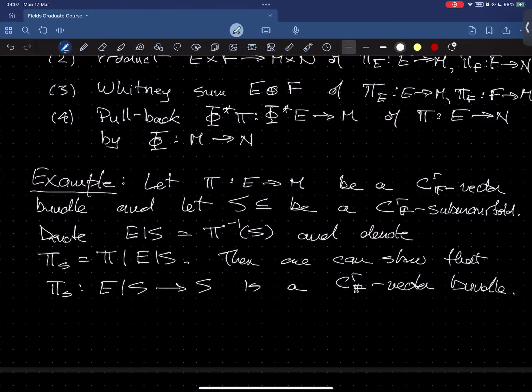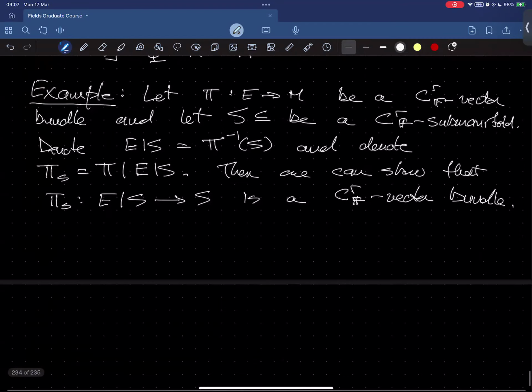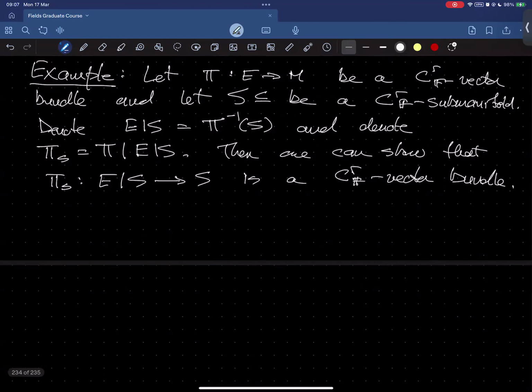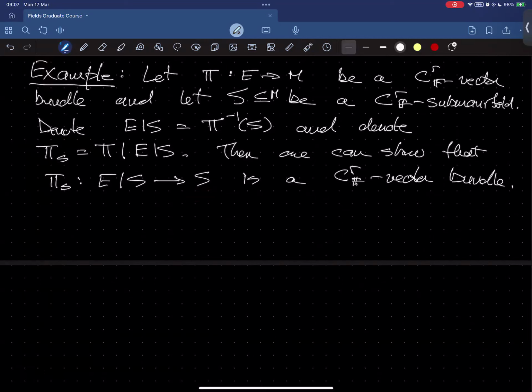Okay, so I'm not going to prove that. It's really tedious with charts, but quite elementary. So the idea is that you take a point in S, which is also, of course, a point in M. Then I take a vector bundle chart for E about that point in S, which is also a point in M.